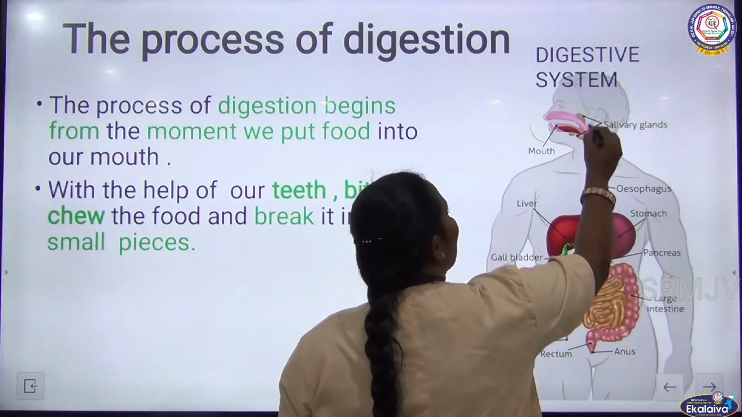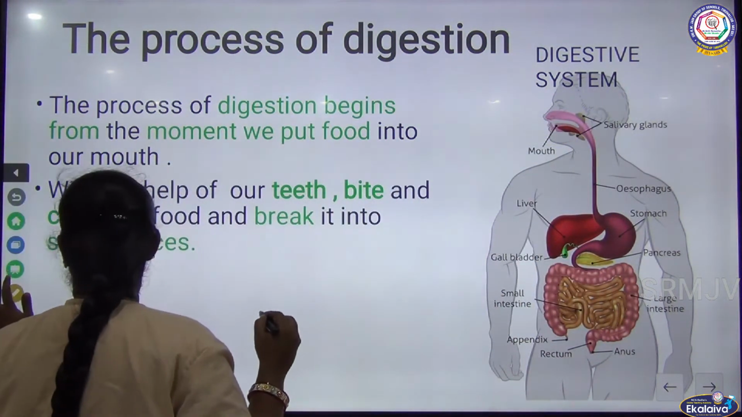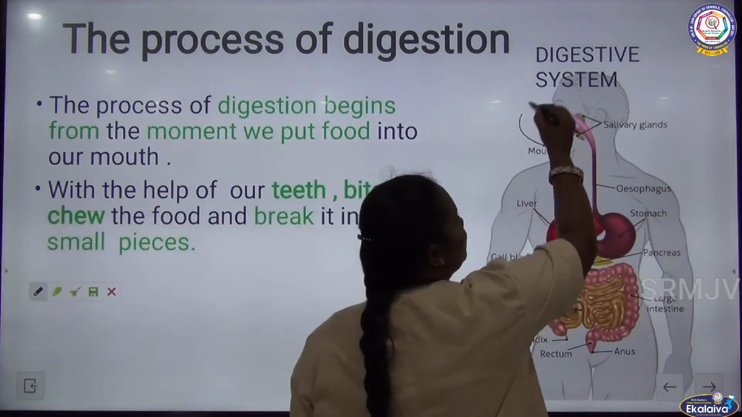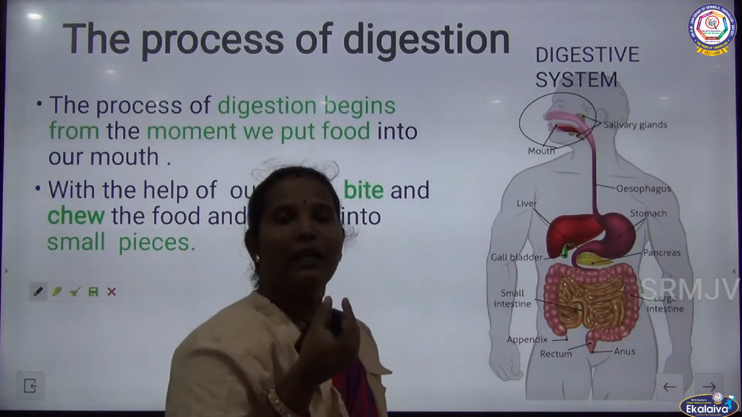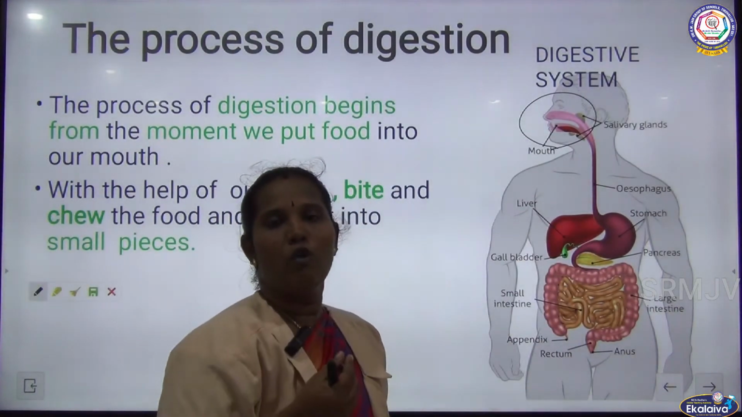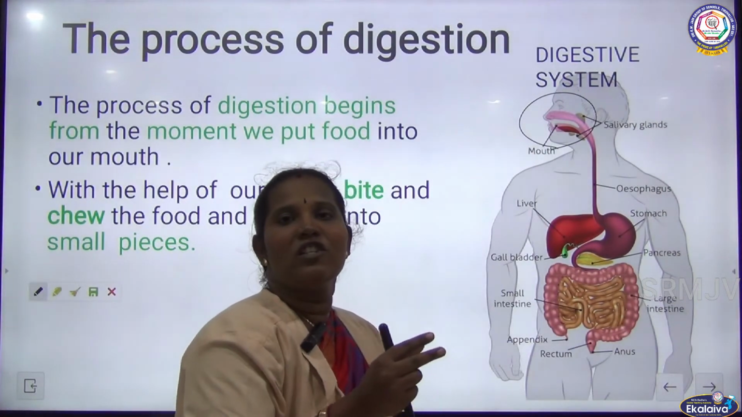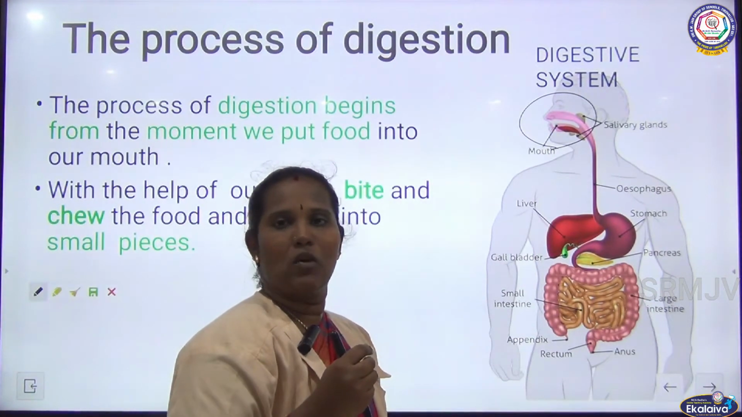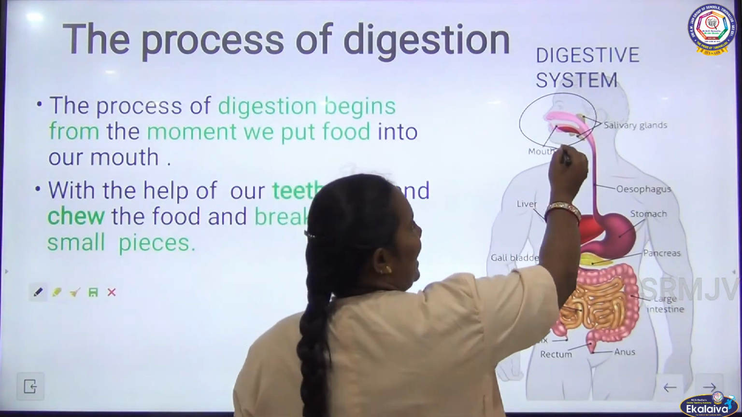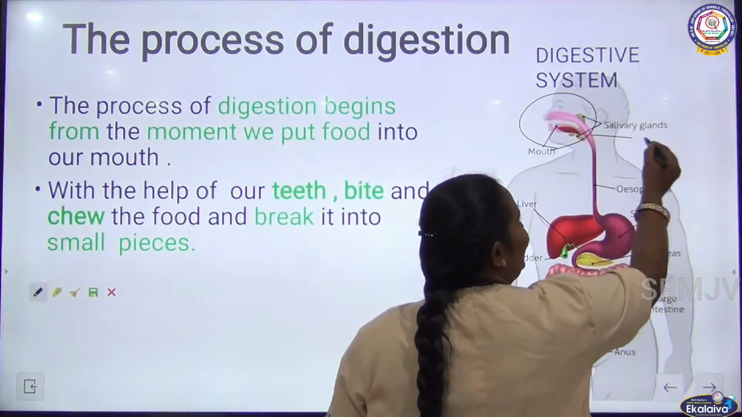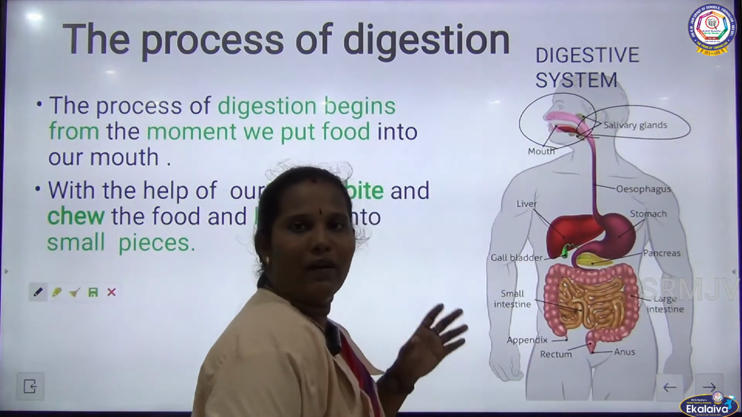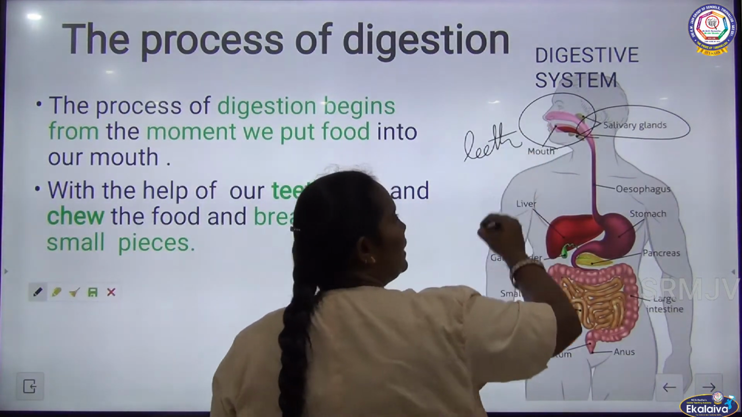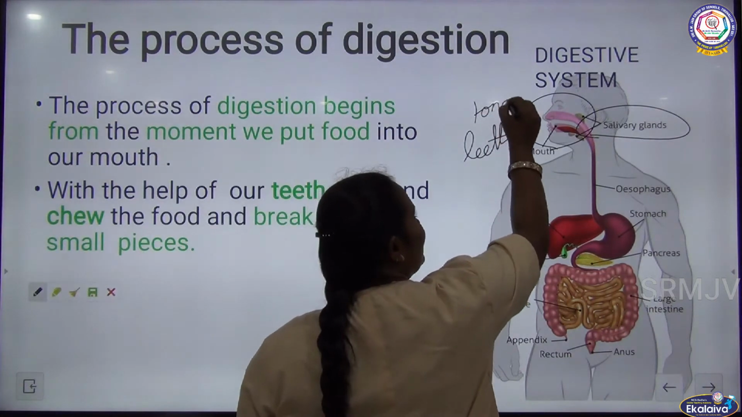We have the mouth. See, this is our mouth. Once we put the food particle into our mouth, at that moment the digestion begins. How? See, we have three salivary glands present in our mouth, and then we have the teeth. Next, we have the tongue also in the mouth.